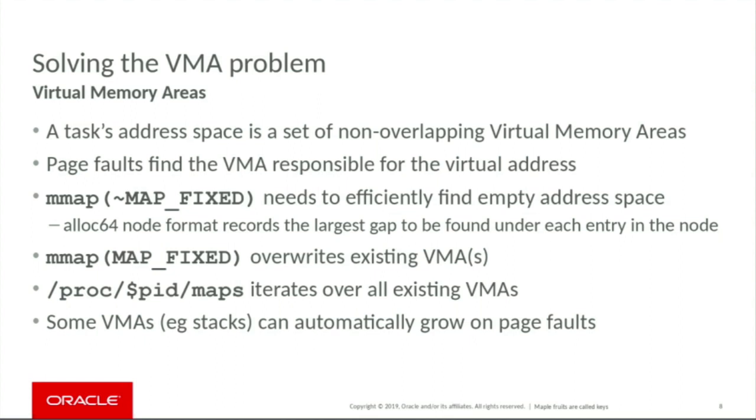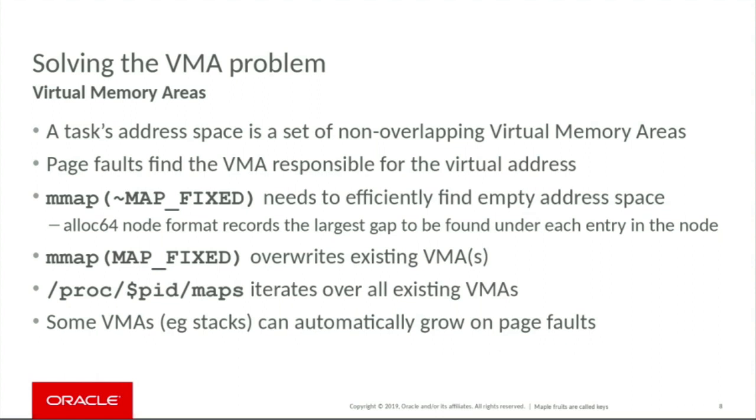We have various other things that we need to do. It's not just about finding, it's also about allocation. Whenever you call mmap and you don't specify the MAP_FIXED flag, you have to find some empty address space. That's what the gaps on the previous slide were all about: at each layer of the tree, we record the size of the largest gap to be found underneath each slot in that node. That lets us skip large parts of the tree where we know that there aren't sufficiently large gaps.